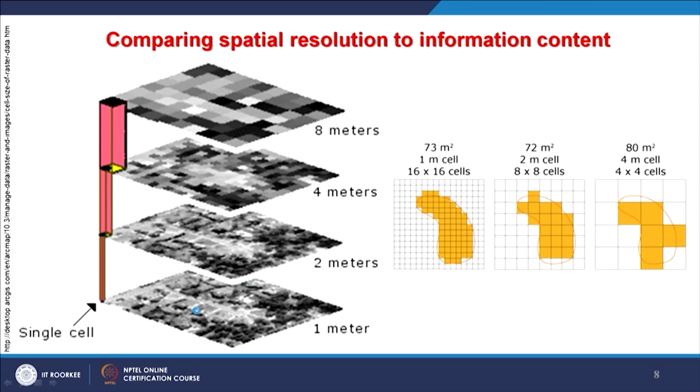Similar thing here: when the cell is very small, you have a relatively higher spatial resolution, and when the cell size is large, like here it is 8 meter, then you have a coarse spatial resolution. So, it depends on the area of the ground which the cell represents. If a single cell represents a large ground area like here, then it has coarser resolution as compared to this one, which is representing a small area.